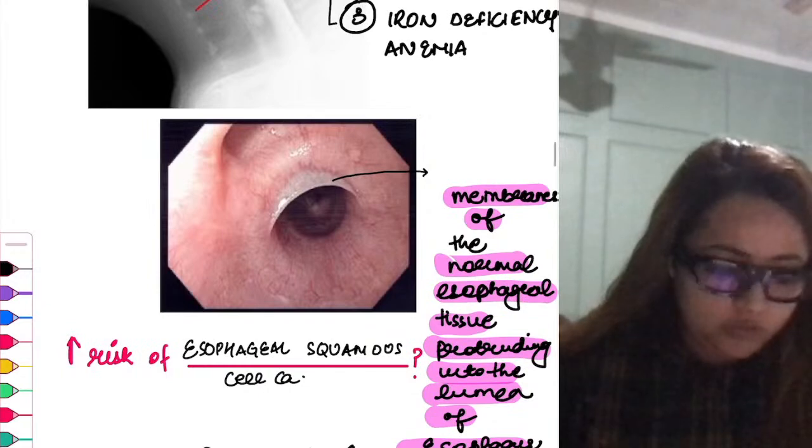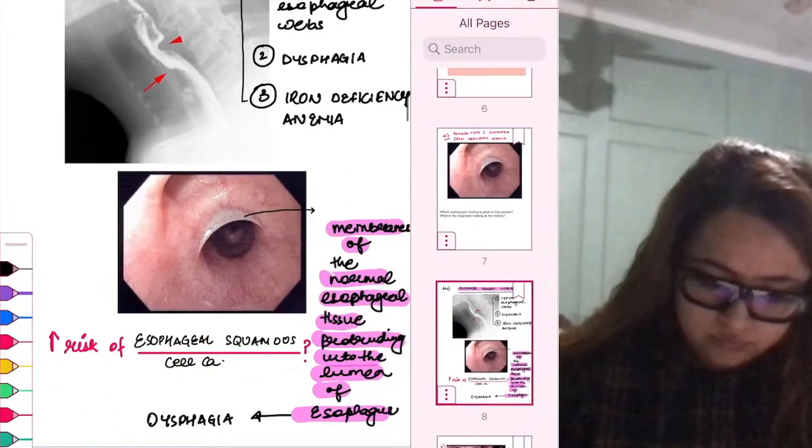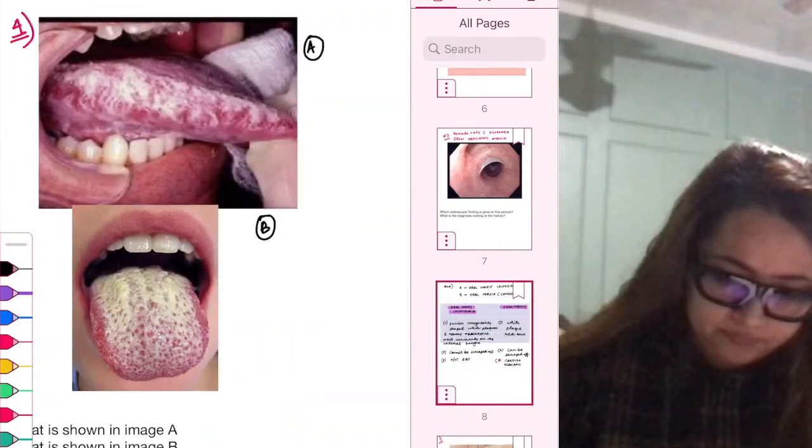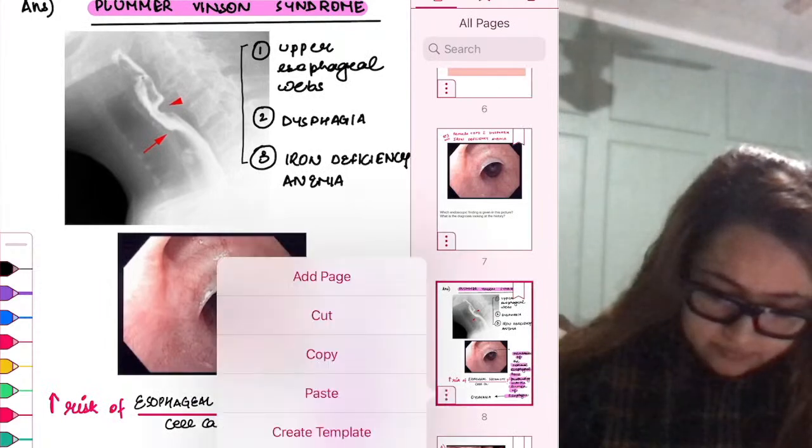Now, moving on to the next high yield picture. Before that, a point here. Just a second.